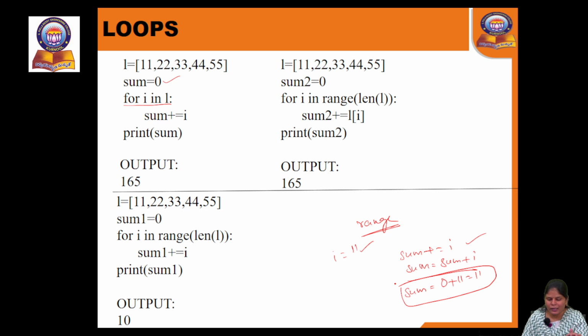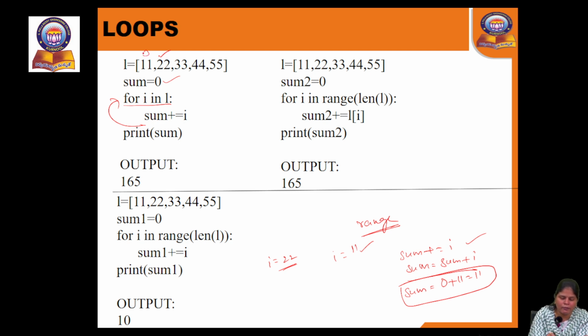Now again it goes back here. After this it goes back to i in L, which indicates i will be initialized with 22 now. So again 22 is a member of L. So it is available in L at the index.